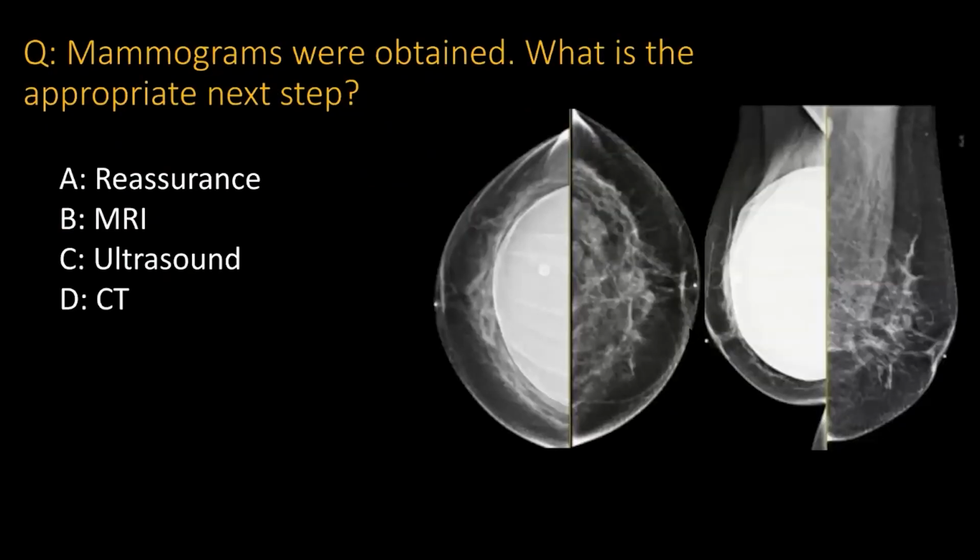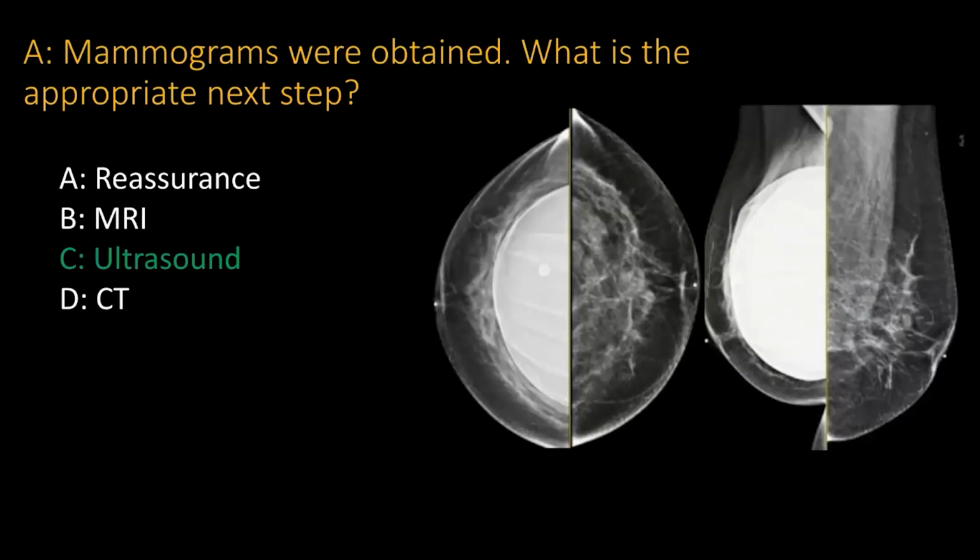So a mammogram was obtained, and what's the appropriate next step? Okay, let's take a look over here. The correct answer, I think, is ultrasound at this point, because the patient is supposed to have a mammogram. She had a mammogram before, but why can we not see this mammogram over here? Since the patient is already here, in this case we can just do ultrasound.